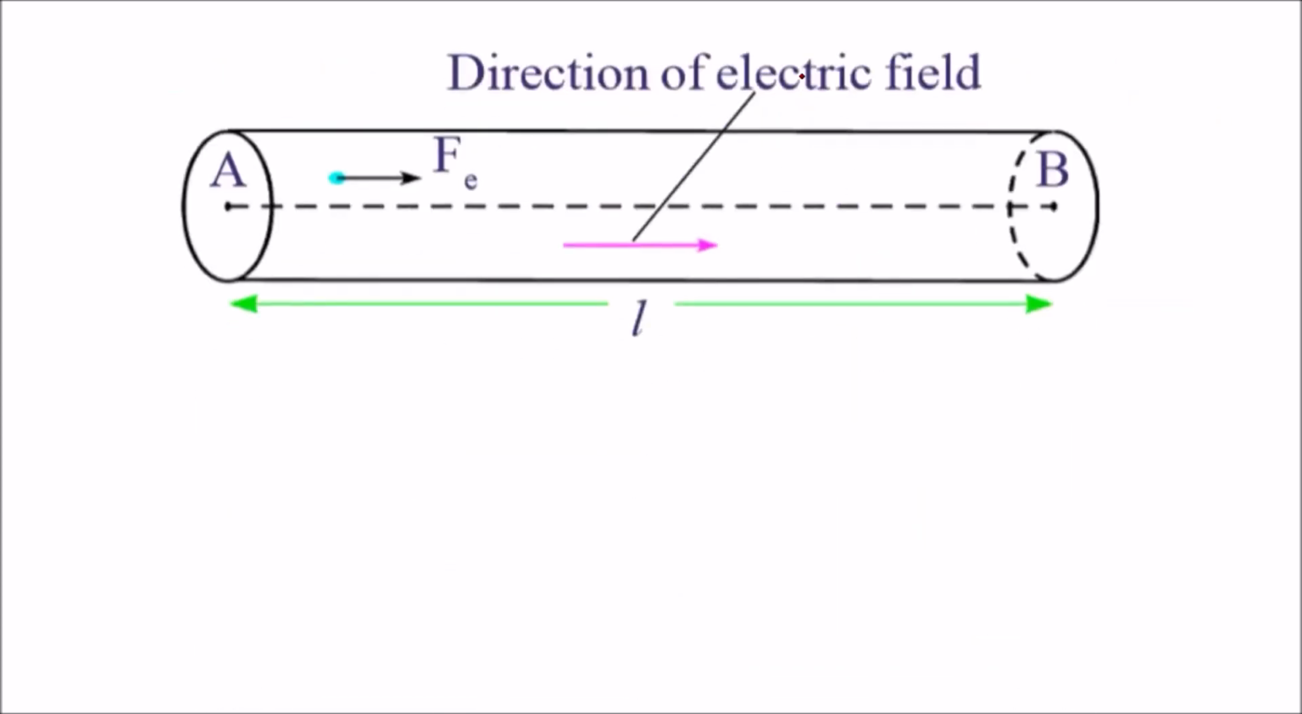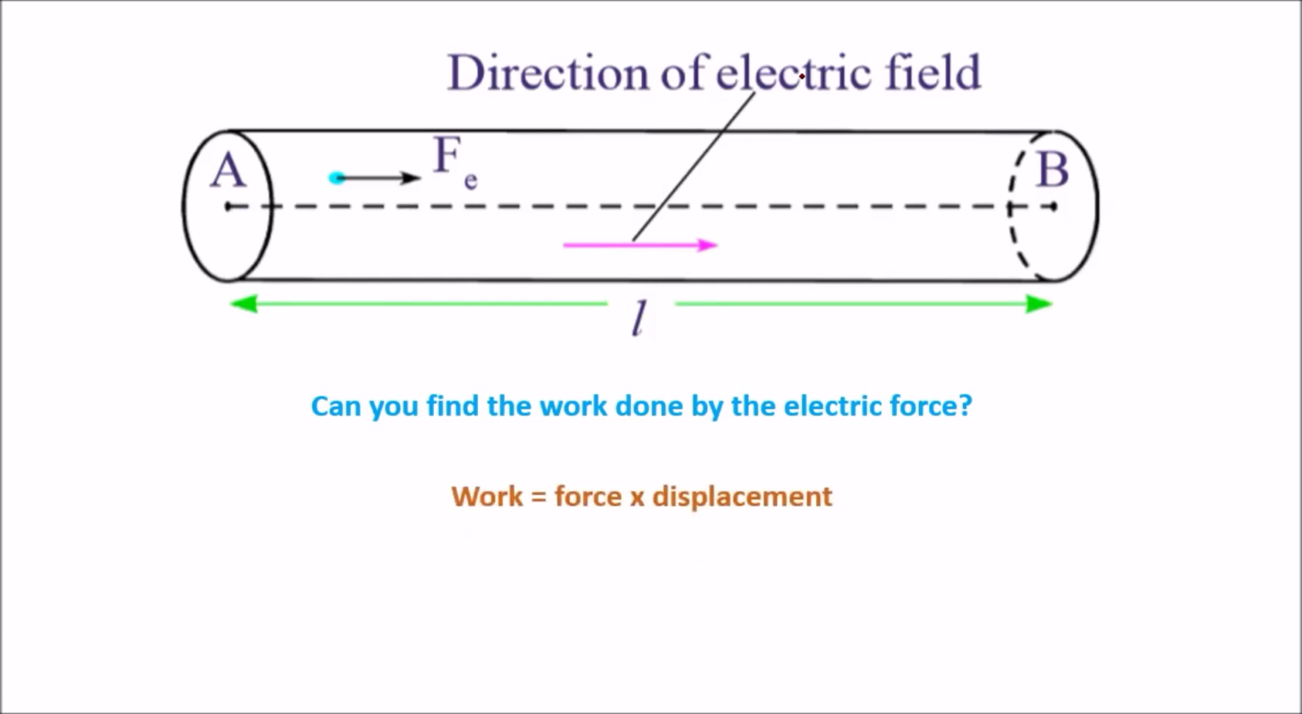This is a schematic diagram of a conductor. You can observe there are two ends, A and B. The length of that conductor is L. Now, there is one free electron and the force applied on that electron is Fe. Fe stands for electric force. Now, can you find the work done by the electric force? It is quite simple. In 9th class, if you remember the formula, work is equal to force into displacement, isn't it? W is equal to F into S.